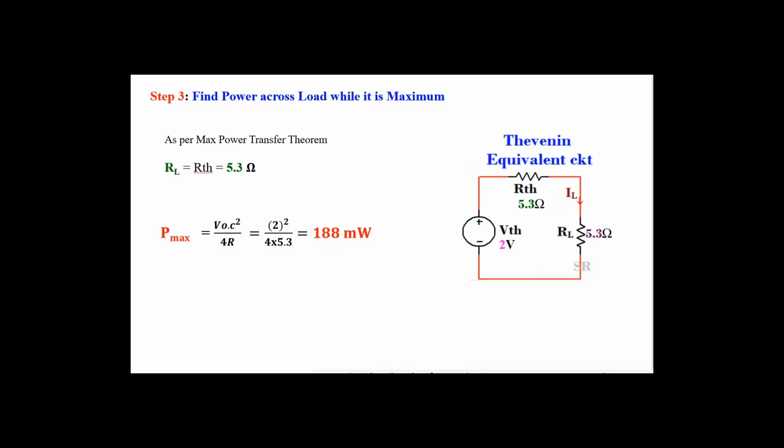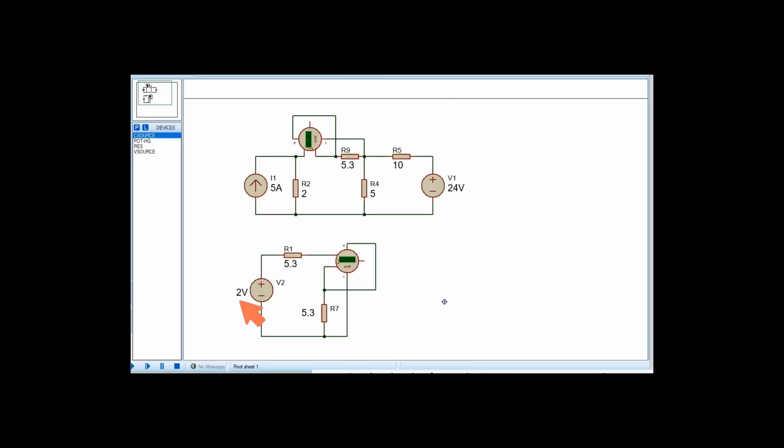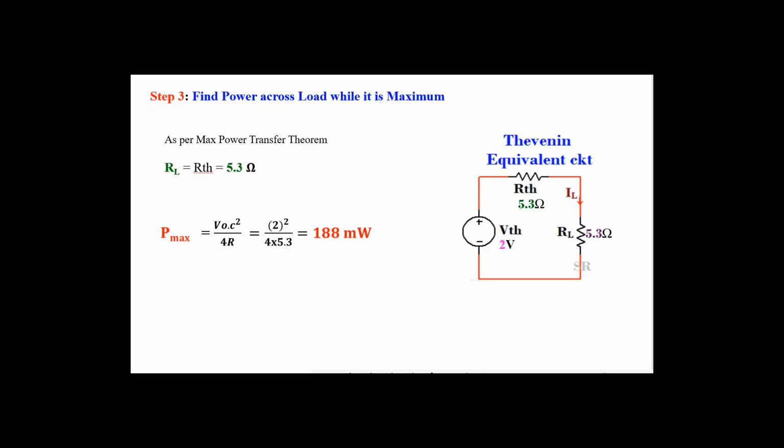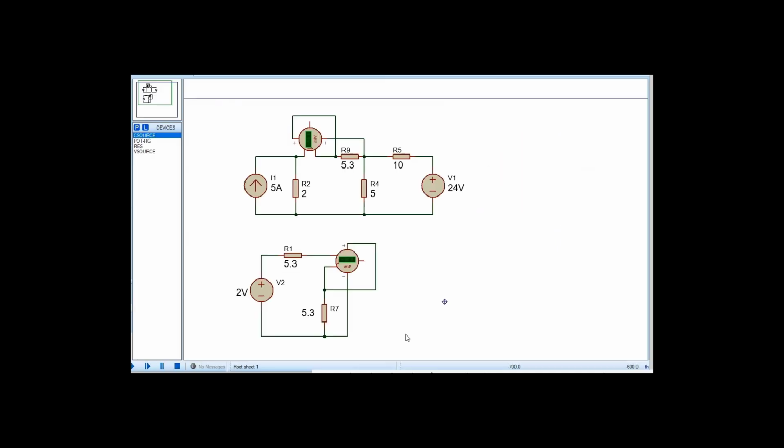Now checking whether my calculation is perfect or not. Say VTH 2 volt, RTH 5.3 ohm, load resistance same as RTH, that is 5.3 ohm in the equivalent circuit, and in the main circuit also I have used the load resistance as 5.3 ohm. Now if power at load in the main circuit and power at load in the equivalent circuit are the same, with the value 188 milliwatt, then it will be confirmed that my calculations are correct.